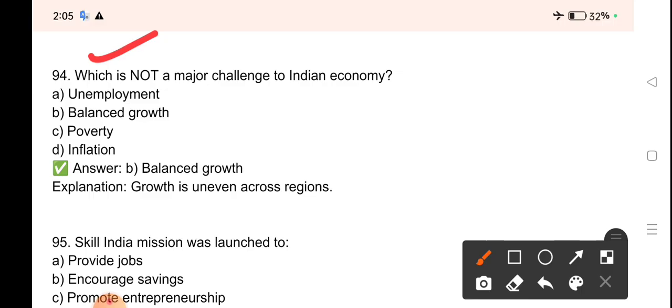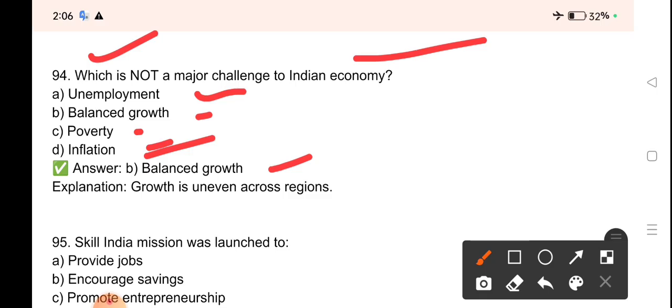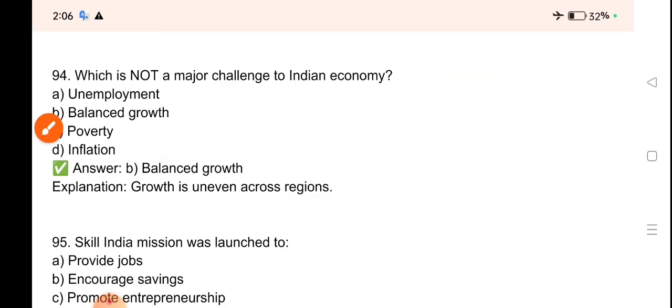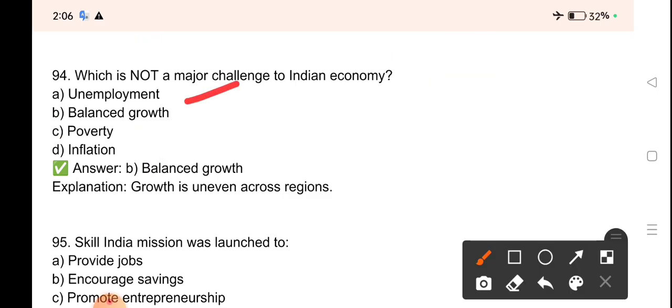Which is not a major challenge to Indian economy? Unemployment, balanced growth, poverty, inflation. Balanced growth is not a major challenge to Indian economy, but unemployment, poverty, and inflation are major challenges to Indian economy. Growth is uneven across regions.